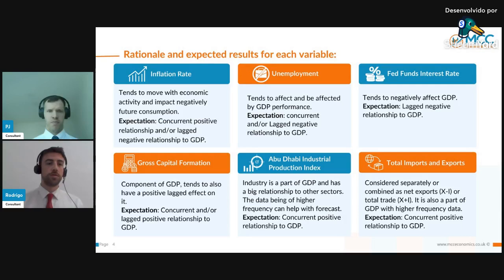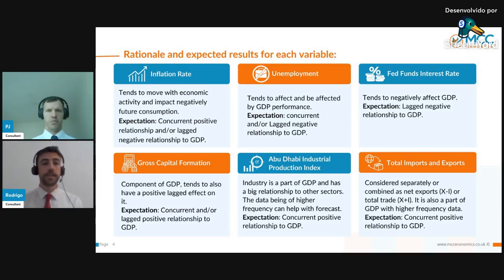Again, industry is a sector, the manufacturing sector more specifically, and industry is a part of GDP. So of course, naturally there comes a concurrent positive relationship there. But why did we choose the industrial production index instead of any other economic sector?